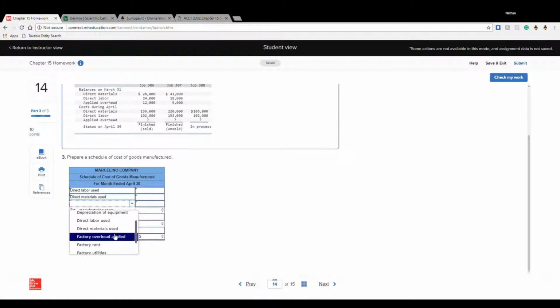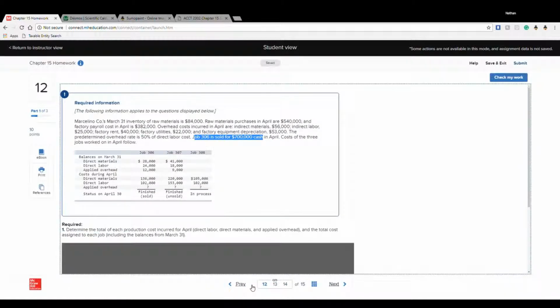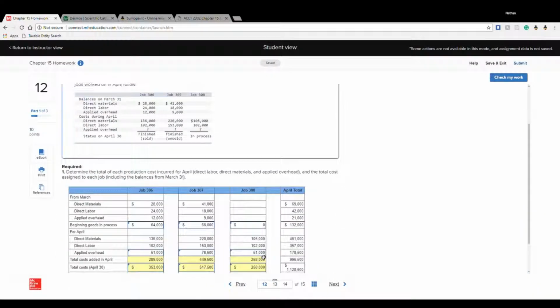Find applied overhead. Okay. There we go. Factory overhead applied. Okay. Then of course we always know we add beginning. So add our beginning and we less our ending. Okay. So all these numbers we can actually find either through the journal entries themselves or with question 12.